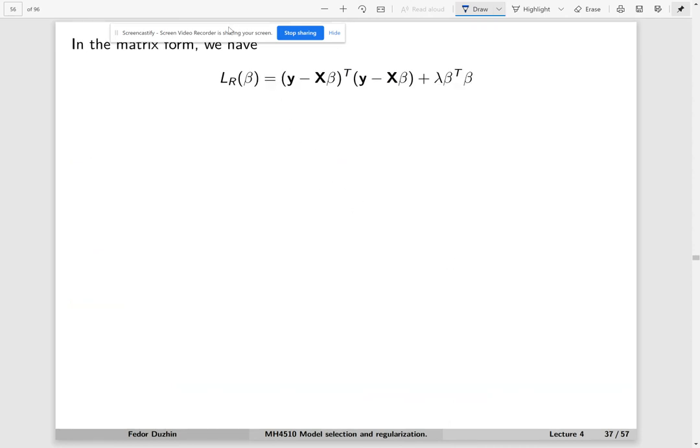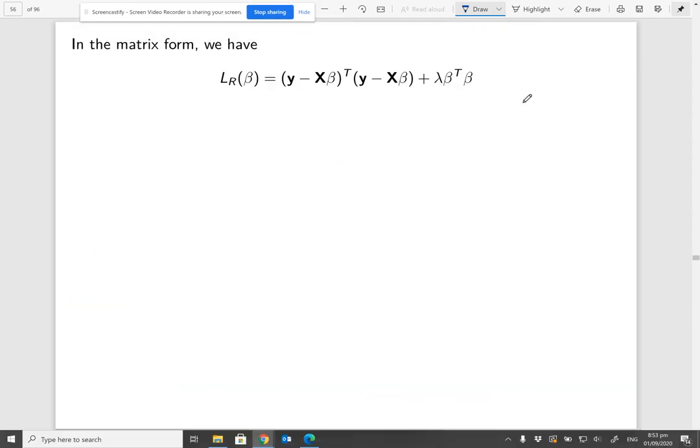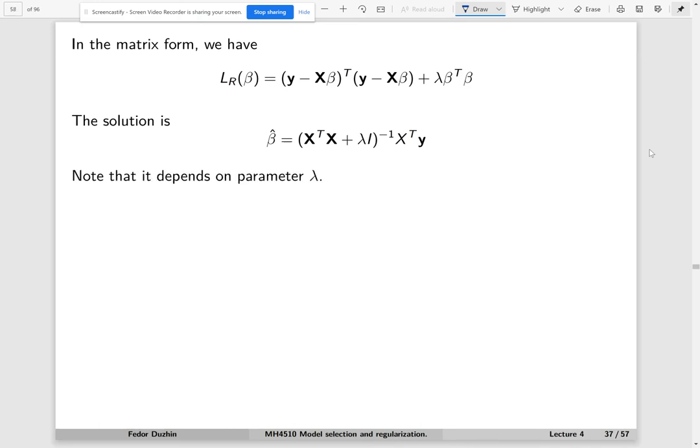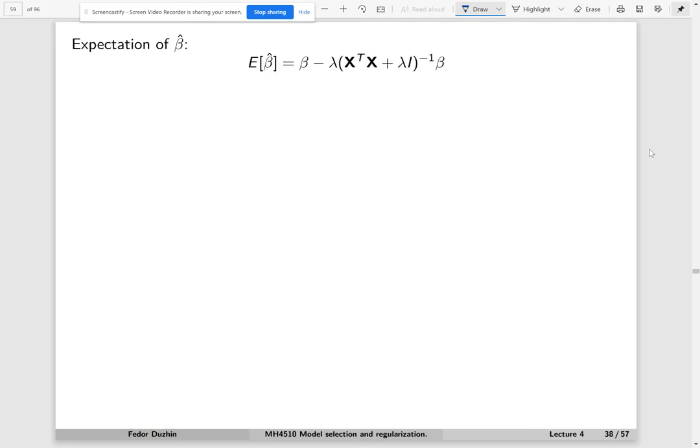Right. So here is our new loss function in the matrix form. Right. So here is the solution that I just derived. So yeah, know that it depends on the parameter lambda. So if we choose a different value for lambda, then the outcome is going to be different. Now, in the tutorial, we're going to find the expectation of this beta hat.